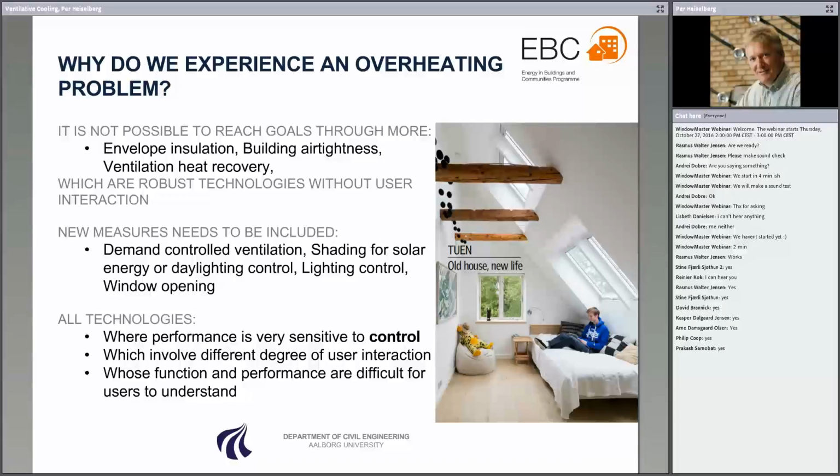And all these technologies, their performance is very sensitive to control, and they involve, you could say, a degree of user interaction. And some of them are actually also difficult for users to understand. So this means that even though we have implemented technologies in the building, they might not be used as expected or as we want them to be used, and this can also cause problems.